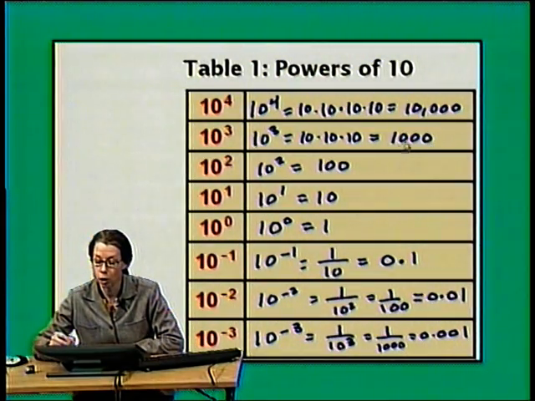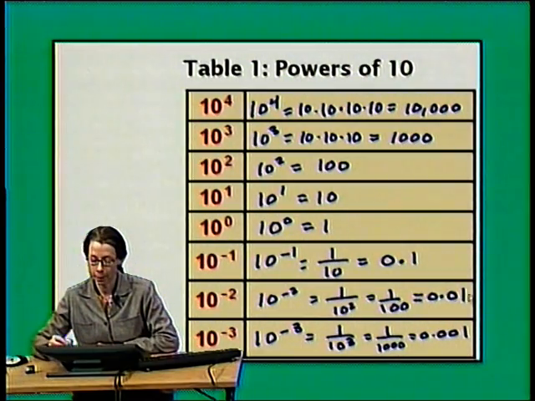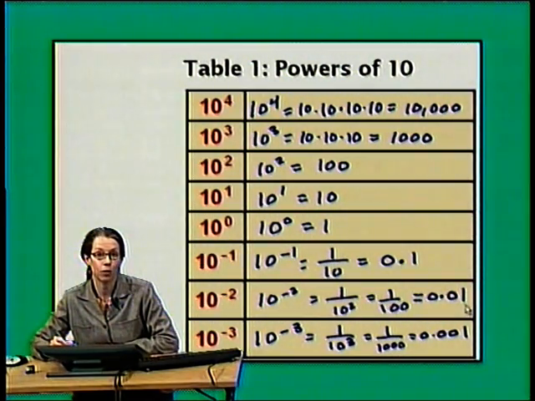We have 10 cubed, we have a 1 in the thousands place. 10 squared, we have a 1 in the hundreds place. 10 to the 1, our 1 is in the tens place. 10 to the 0, our 1 is in the ones place. Let's skip down to 10 to the negative 2. Here our 1 is in the hundredths place. So there's this relationship between the powers of 10 and place value.